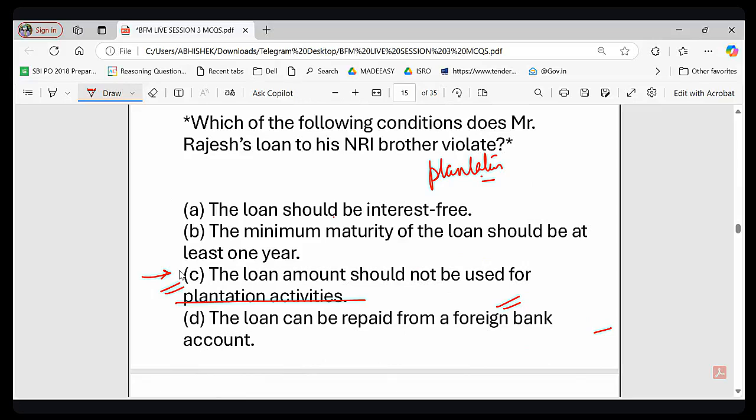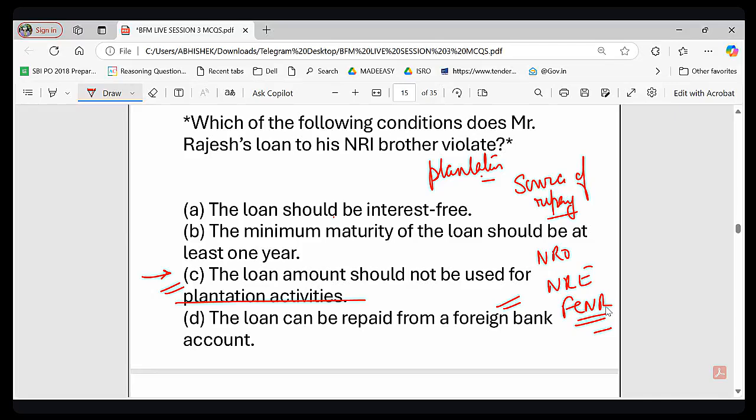And the second key point is the source of repayment. The repayment of such a loan must come from inward remittance from abroad or from the NRO, NRE, or FCNR account of the NRI in India. Two sources should be there. The first source should be either the NRO, NRE, or FCNR account of the NRI, or inward remittance from abroad.